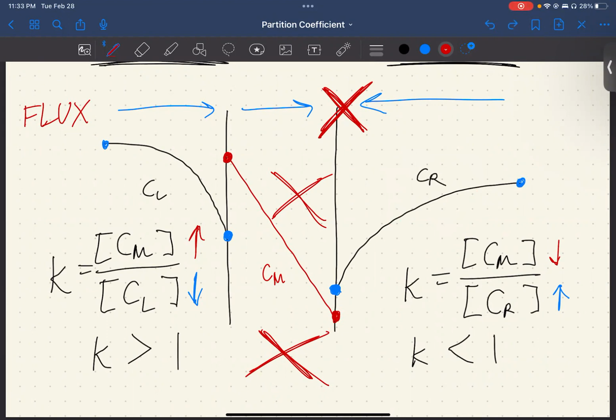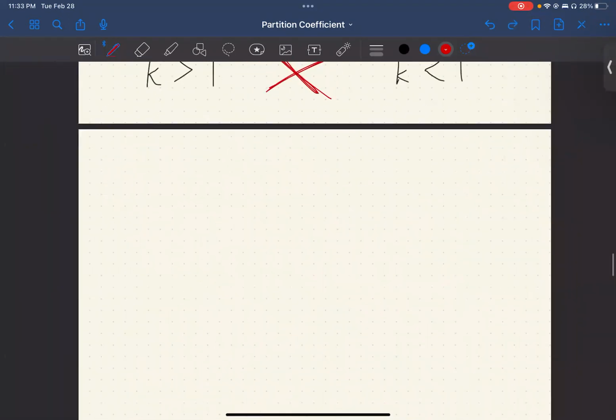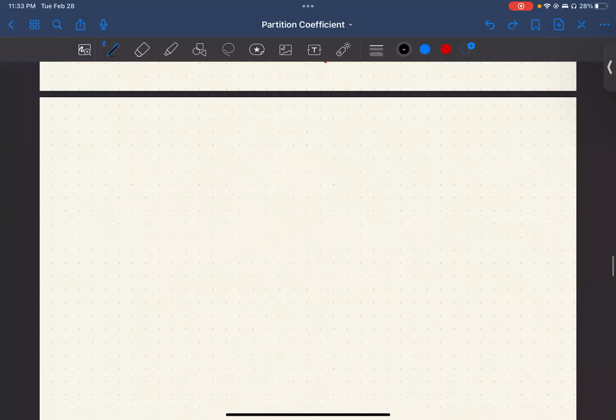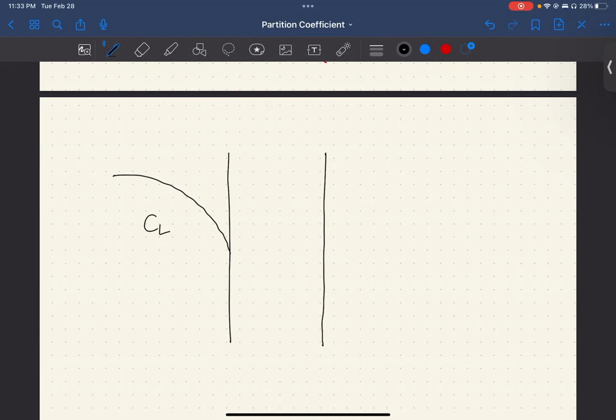Okay, we're going to do part C now. If you didn't pause for the second one, please go ahead and pause the video and give it a try yourself. This is really good practice. Let me just draw it out. We have CL, and then we have CR, and then we have our CM.